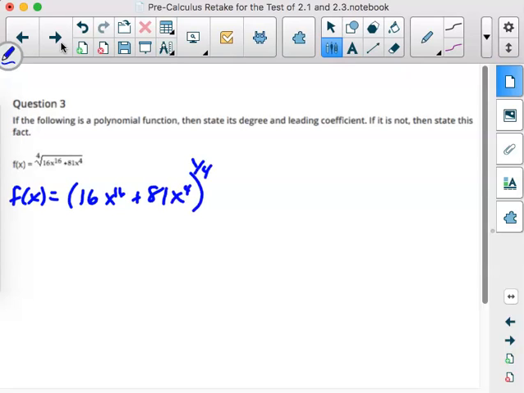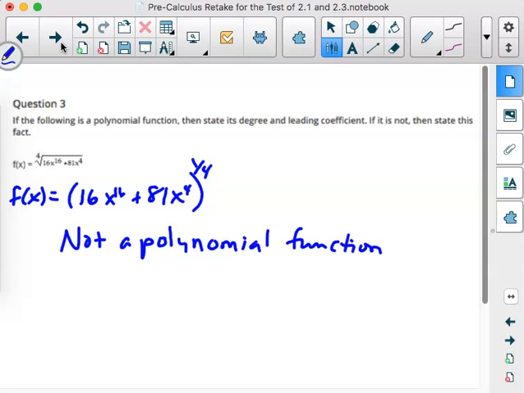And I know that it's not right away because I see that it's a fourth root. So it could be written as the quantity 16x to the 16th plus 81x to the 4th to the 1/4 power. And that 1/4 power right there is the issue because we can only have whole number powers to be a polynomial function. So this one is not a polynomial function.